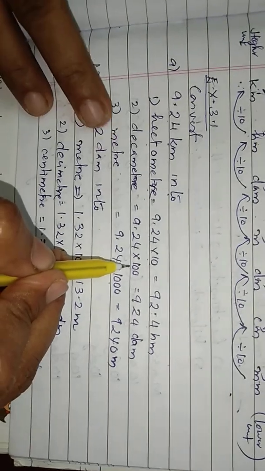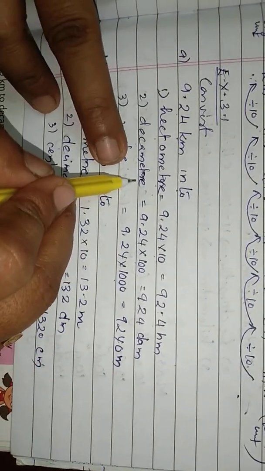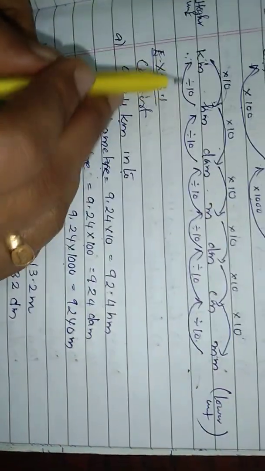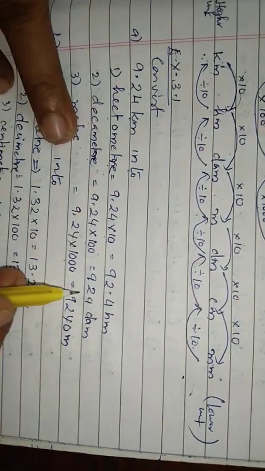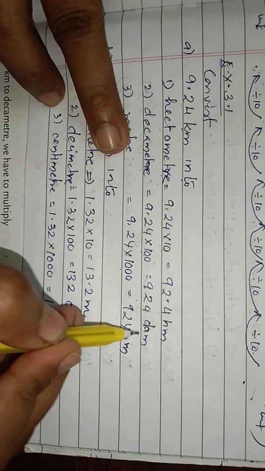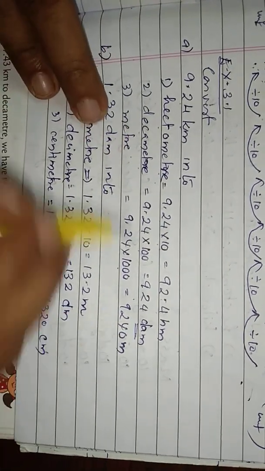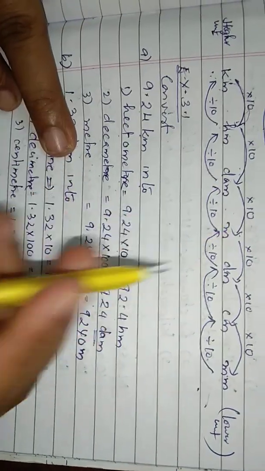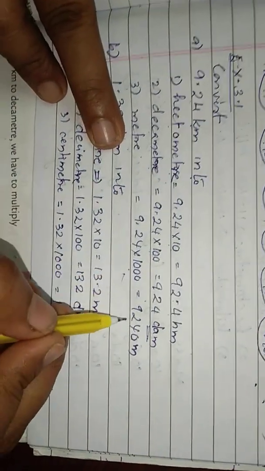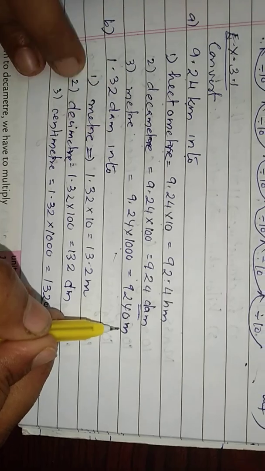Here, kilometer is changed into decameter. That is 10 into 10, that is 100. We are multiplying by 100, so decameter, the short form we are writing down. And changing into meter, that is 10 into 10 into 10, that is you have to multiply by 1000. That is 9,240 will be the answer.